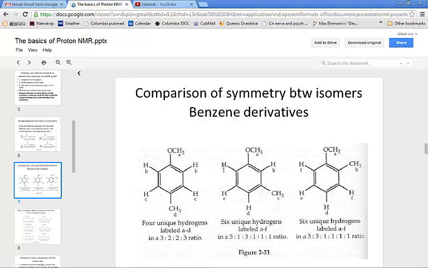This hydrogen is connected to an oxygen and a methyl group, and here's a methyl group. But this hydrogen is connected to this weird thing and another hydrogen. Whereas this hydrogen is connected to different hydrogens. This one's a methyl group and a hydrogen. So all these are different. And the same thing applies to this. All are different because it's not symmetrical. That's why finding the symmetry of the hydrogens in the molecules is very important.